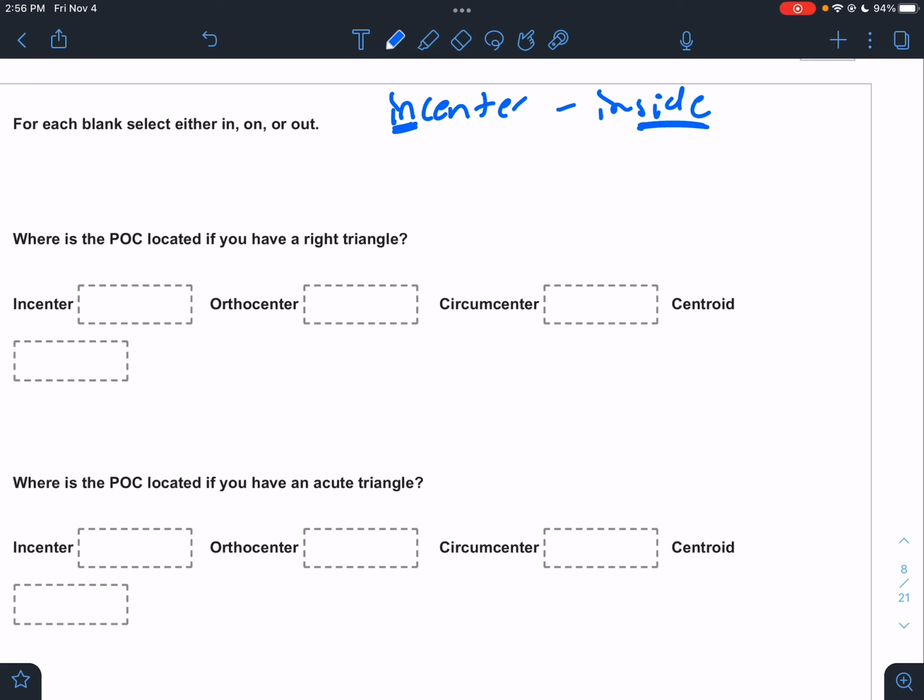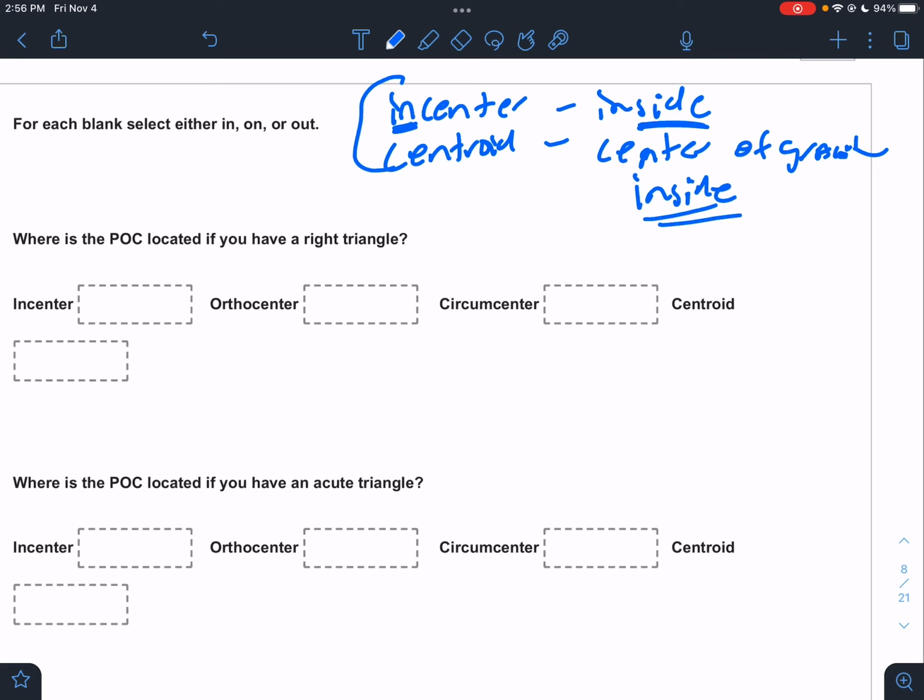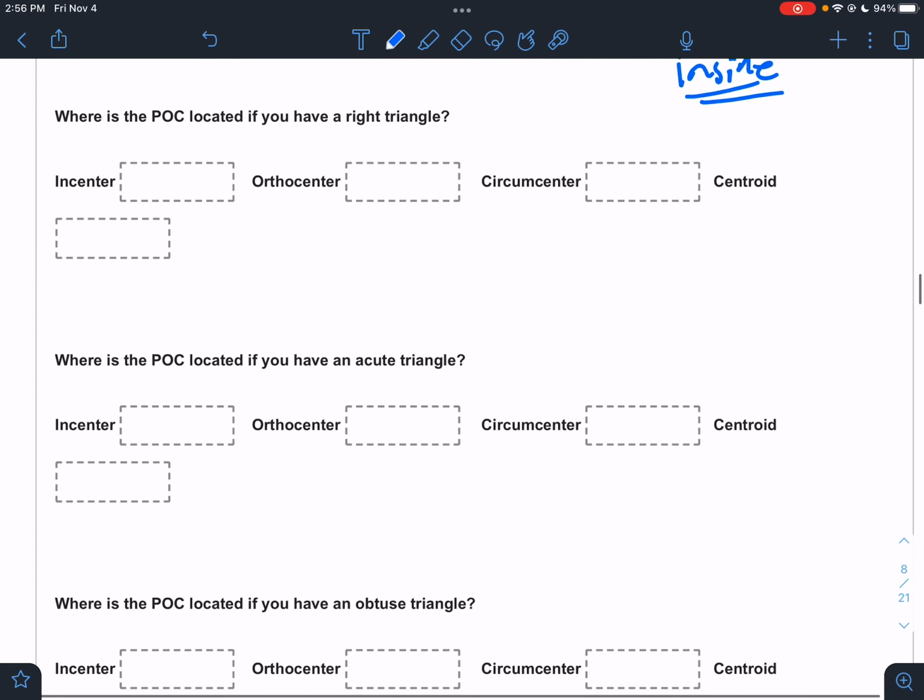Then we have centroid. That is the center of gravity. Well, can you be the center of gravity and not be inside? No, it's going to be inside. So these two are always inside. I don't care what triangle we're talking about. Incenter and centroid are inside.